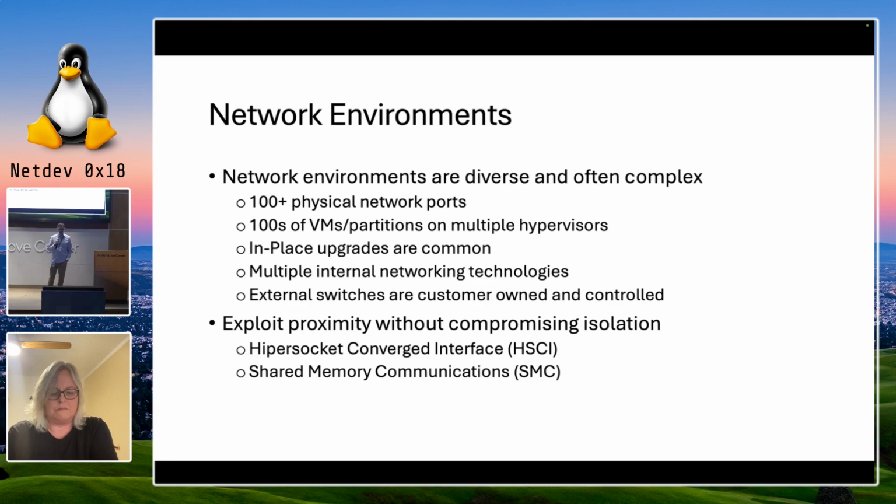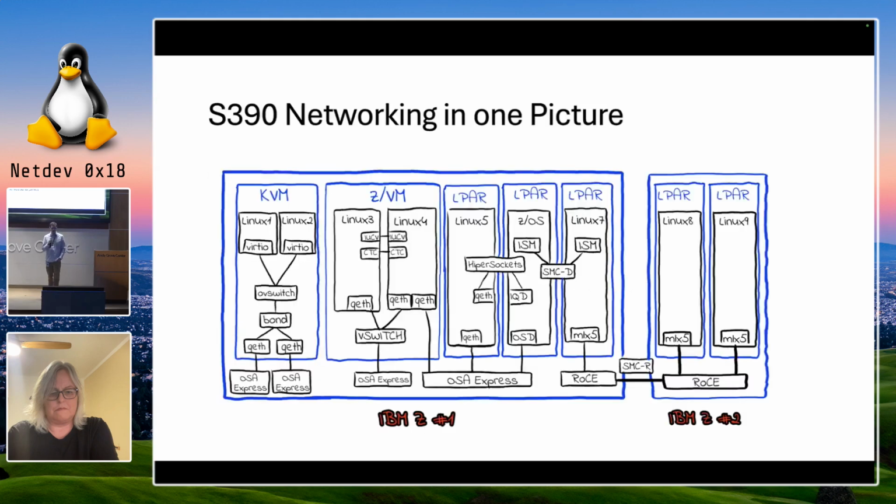There's no software-defined networking. But of course, we're a single machine. So wouldn't it be nice if we could exploit the proximity when two systems talking to each other actually end up being in the same machine? There's a couple of technologies for that. The hypersocket converged interfaces allow you to automatically use the hypersocket internal networking, so that two machines can either use internal or external networking. And then there's shared memory communications, which I'm going to say a few more words on.